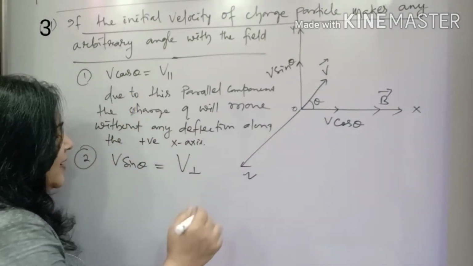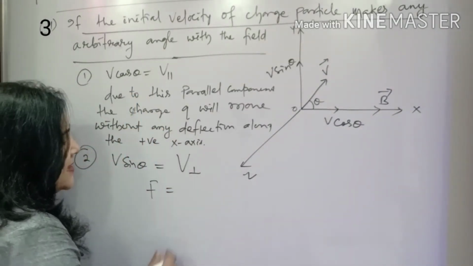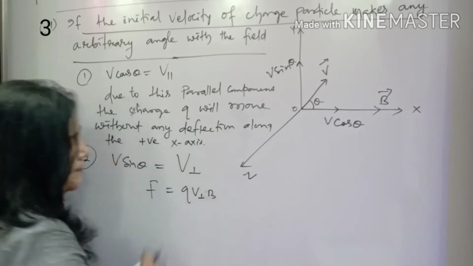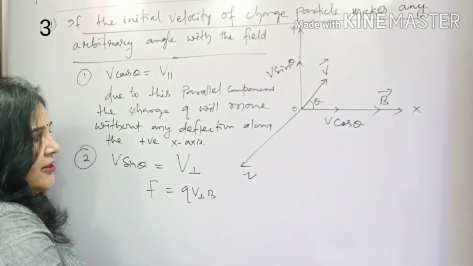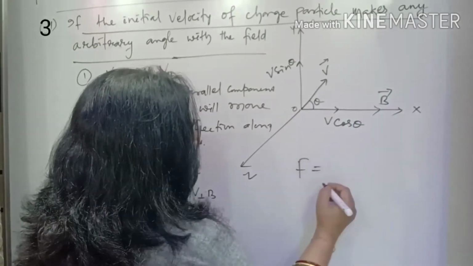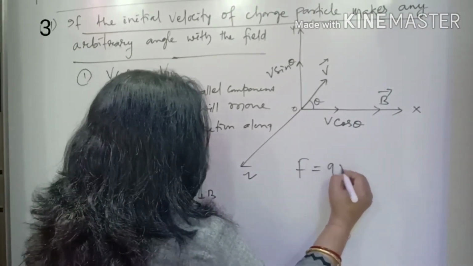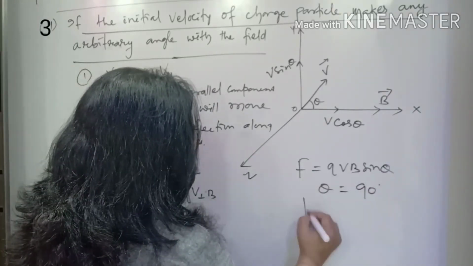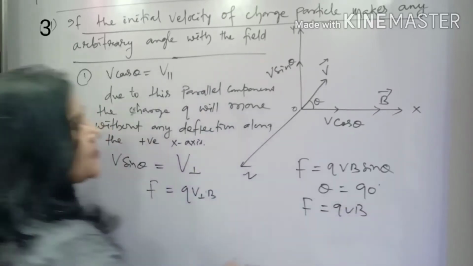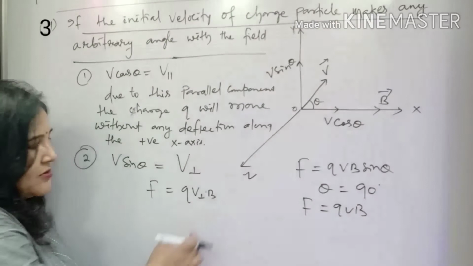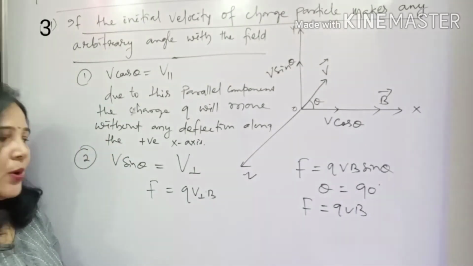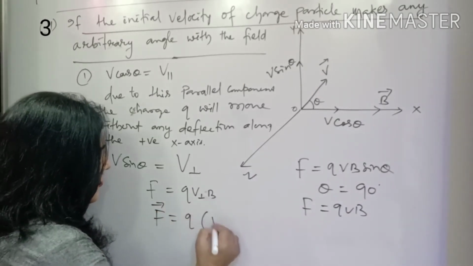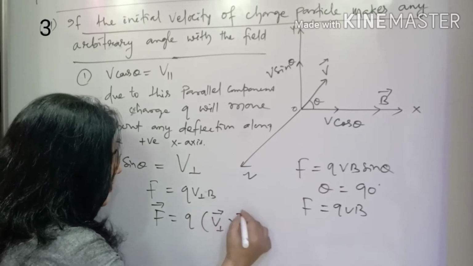Now, what is the force experienced? It will be q v B sin theta. The normal formula for the force experienced by a charge in a magnetic field is q v B sin theta. What is theta here? It is 90 degrees, so F equals q v B, but here we consider the perpendicular component, so in place of v I am writing v perpendicular. In vector form, F equals q v perpendicular cross B.